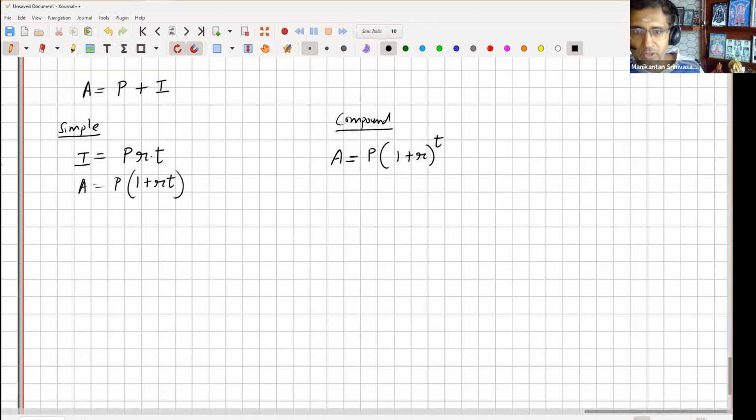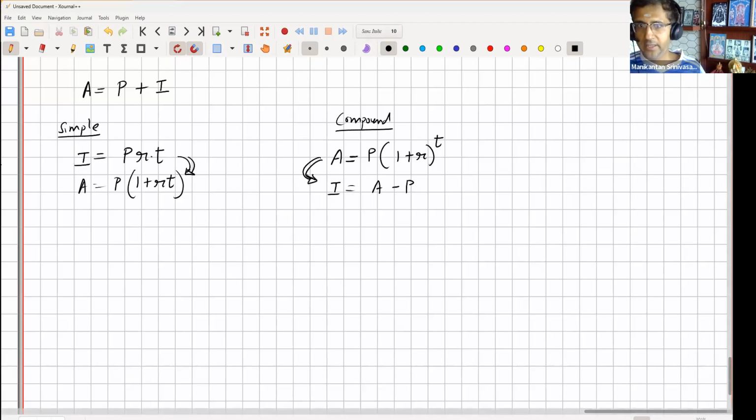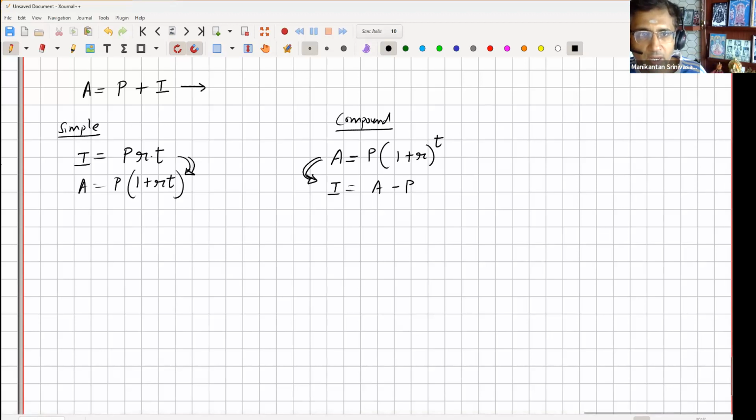Okay, and to calculate the interest, you do the amount minus the initial principal, right? So the main difference is, in simple interest, the interest leads us to calculate the amount. In compound interest, the amount leads us to calculating the interest, right? Amount is more basic. That calculation is more basic, and then your interest is derived based on the amount. But this is a general formula, irrespective of whether it's compound or simple.